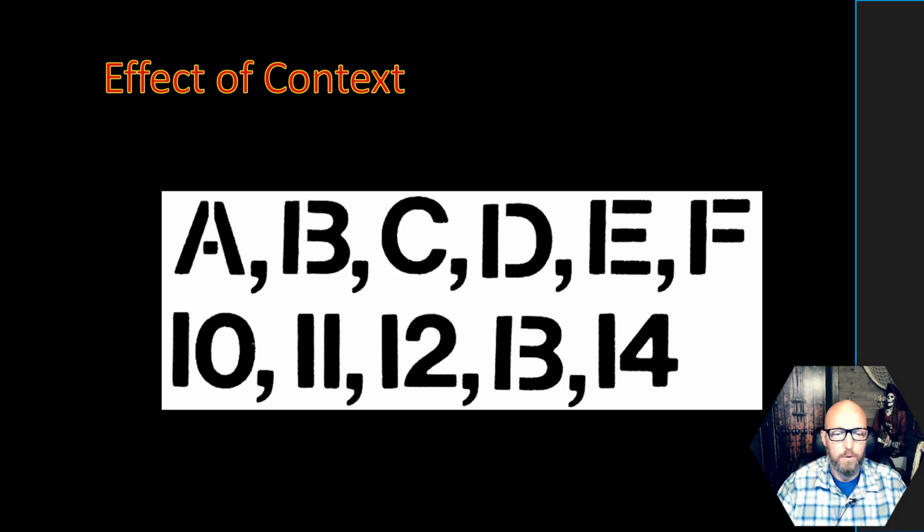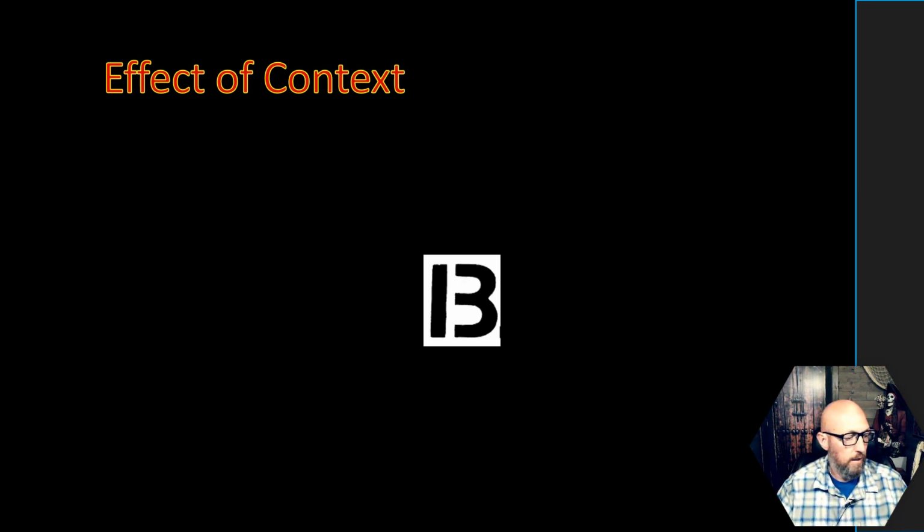What do you see in the first row? A, B, C, D, E, F. Second row, 10 through 14. And so what's this number or letter? What's this character? Is it a B or a 13? And that's that effect of context. That was both the B and the 13. If it's in line with the letters, you see that as a B. When it was in line with the numbers, you made it out as a 13.